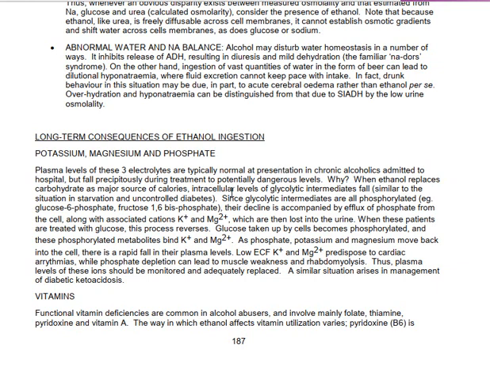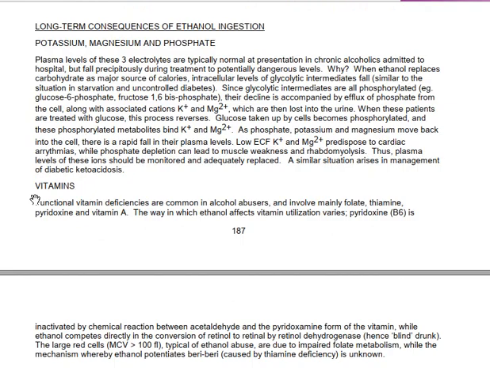So these are the different cases that you have to see in this patient. Also, you need to know there's a problem with vitamins. Functional vitamin deficiencies are common in alcohol abusers. Is it clear? Generally, the vitamins that are going to be deficient in a patient with chronic alcoholism are vitamin B9, which is folic acid, thiamine, which is vitamin B1, pyridoxine, which is vitamin B6, and vitamin A. Generally, the most important vitamin that is going to be lost in case of chronic alcoholism is vitamin B1.